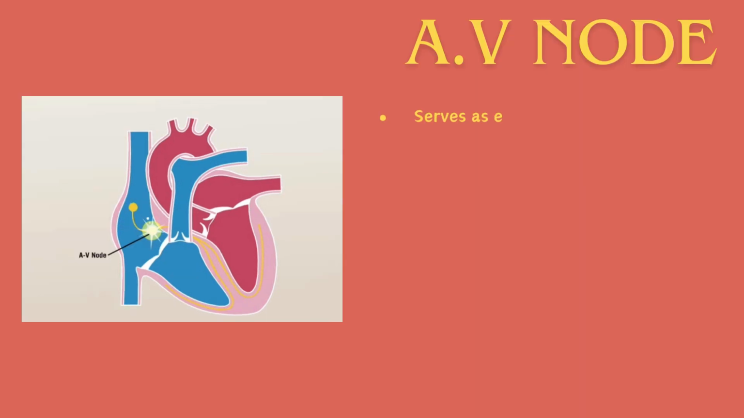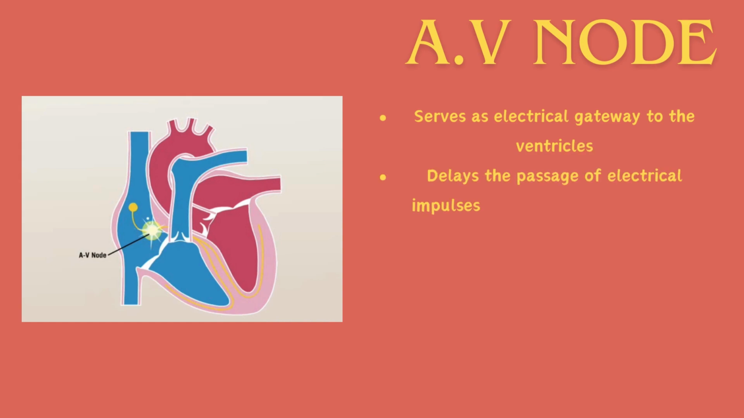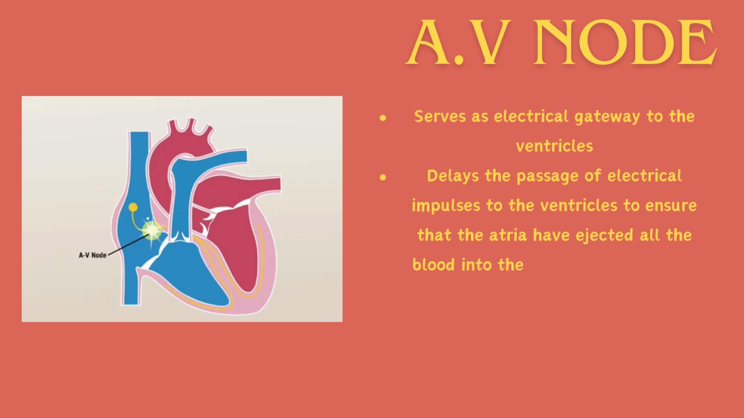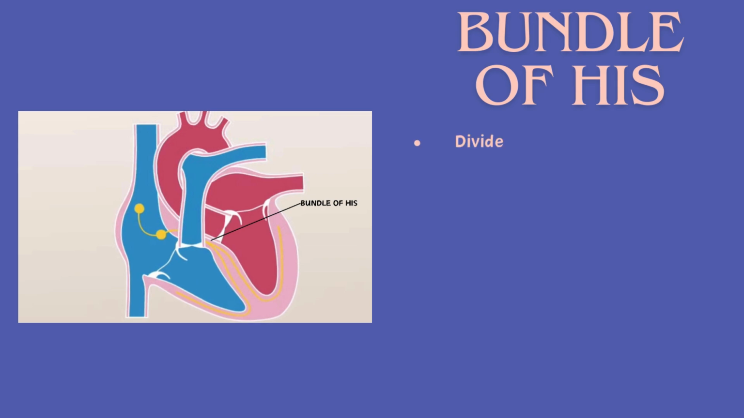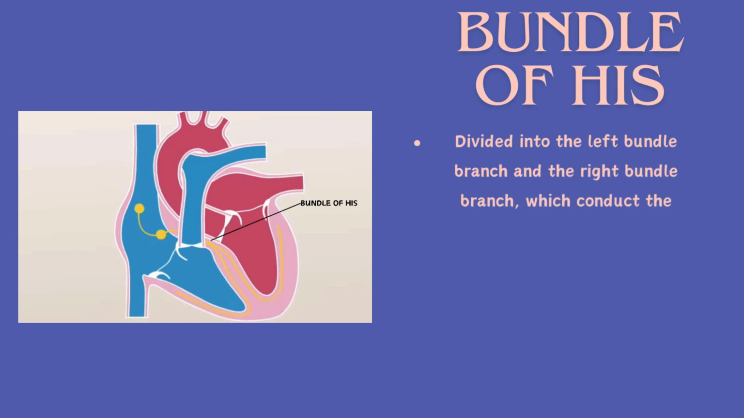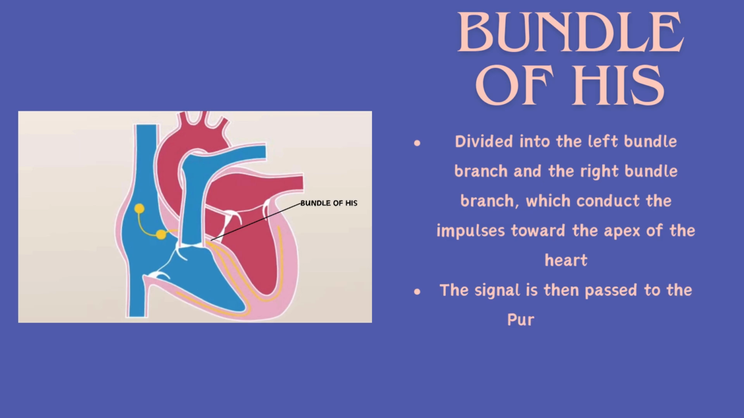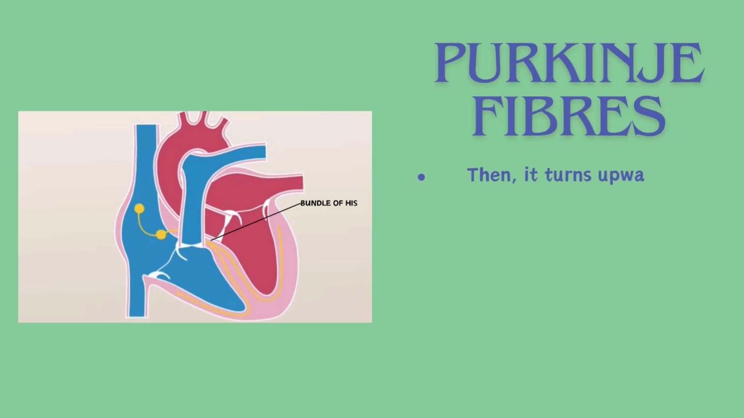The AV node serves as an electrical gateway to the ventricles. It delays the passage of electrical impulses to the ventricles to ensure that the atria have ejected all the blood into the ventricles before the ventricles contract. The AV node receives signals from the SA node and passes them to the bundle of His. The bundle of His is divided into two, the left bundle branch and the right bundle branch, which conduct the impulses toward the apex of the heart. The signal is then passed to the Purkinje fibers. Then, it turns upwards and spreads throughout the ventricular myocardium.